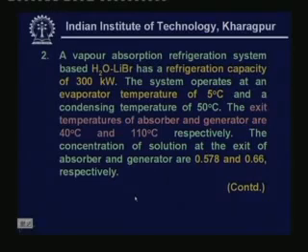Now, let me discuss the second problem. This is a problem on Vapour absorption refrigeration system. So, let me read the problem. A Vapour absorption refrigeration system based on water lithium bromide has a refrigeration capacity of 300 kilowatts. The system operates at an evaporator temperature of 5 degree centigrade and a condensing temperature of 50 degree centigrade. The exit temperatures of absorber and generator are 40 degrees and 110 degree centigrade respectively. The concentration of solution at the exit of absorber and generator are 0.578 and 0.66 respectively.